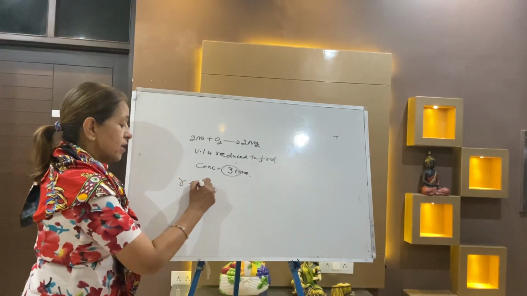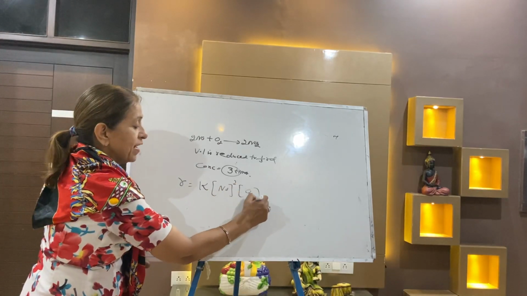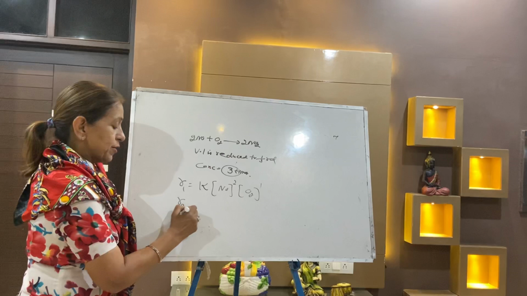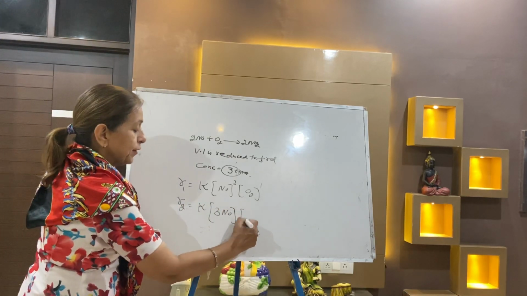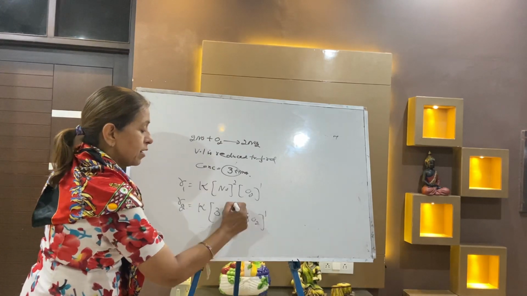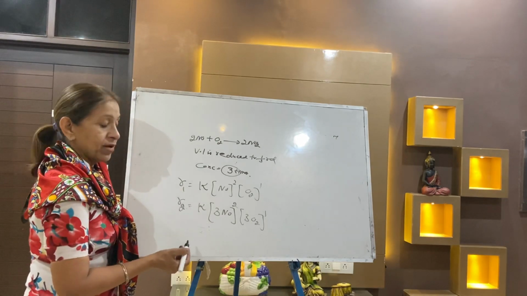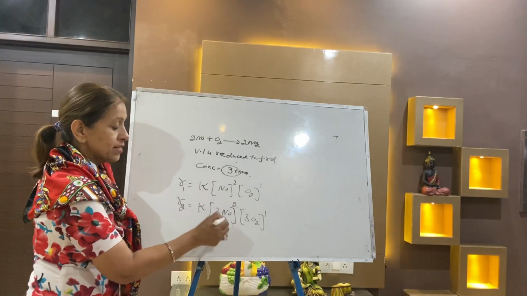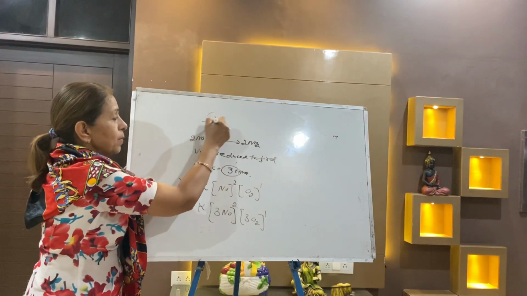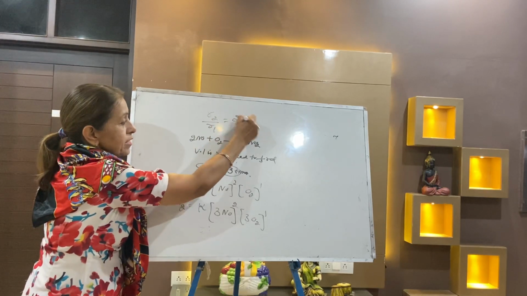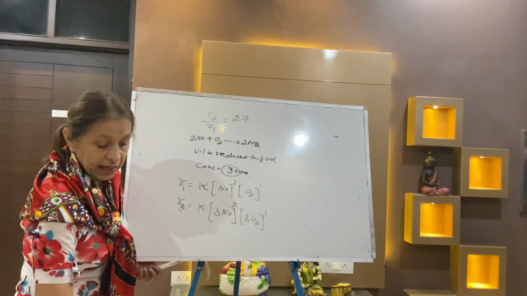The answer is R is equal to K [NO] square into [O2] power 1. This is R1. So R2 is equal to K, concentration becomes 3 times, 3[NO] power 2 into 3[O2] power 1. R2 by R1: K cancels, NO cancels, 3 power 2 is 9, and 9 times 3 is 27. So R2 by R1 is equal to 27. The new rate is 27 times more than the old rate.